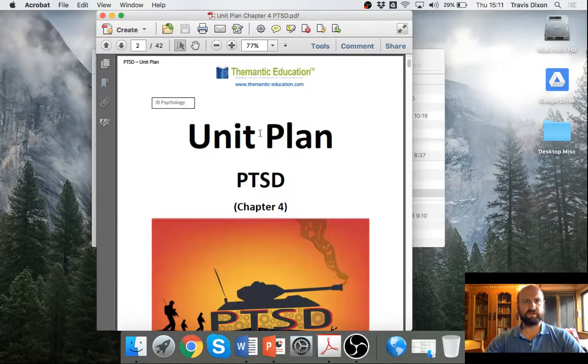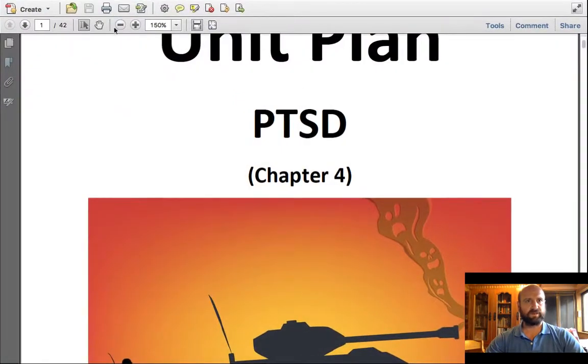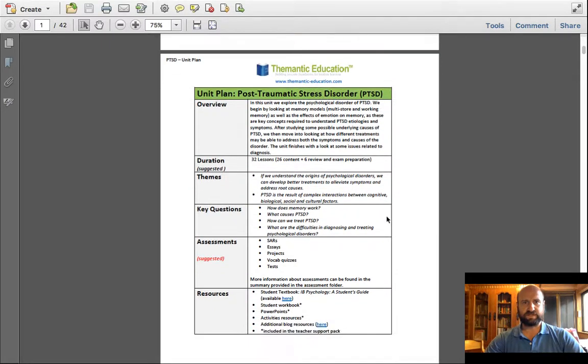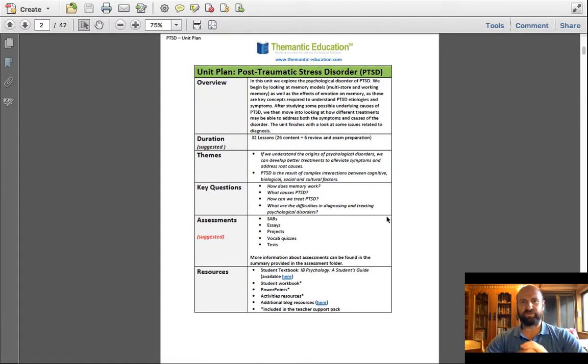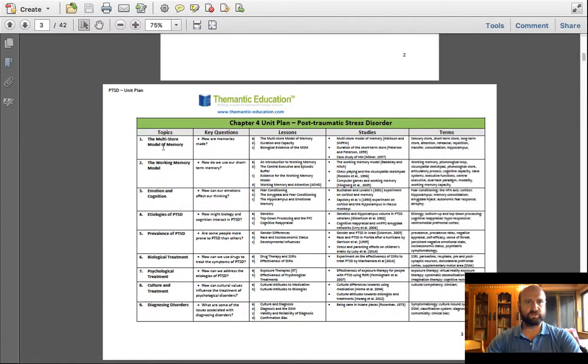Alrighty, so let's just have a bit of an overview of the PTSD unit plan and quickly look at what we cover here. So this goes with chapter 4 of the textbook. We're going to start off with the three cognitive topics, and they are the multi-store model of memory, working memory model, and emotion and cognition. So these are for paper one, and those three topics from the cognitive approach.